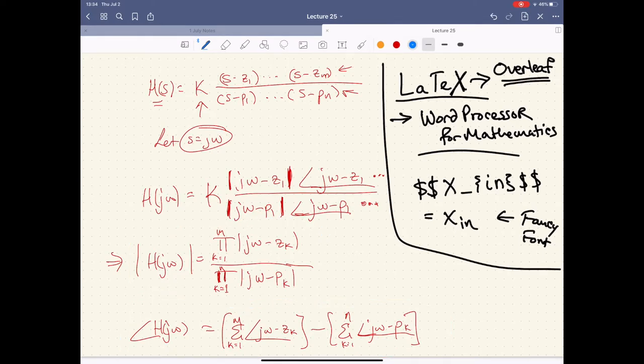Okay, so for these angles, one thing important to note here is that when I'm calculating the angle, let's say I have a zero right here, and the point in question is here. So let's say this is 2j, and let's say the j omega that I'm testing is 1j. Then my angle is pointing from my zero here back down to the point that I'm probing. In this case, the part contributed by this particular zero would be equal to minus 90 degrees. That's going to be important moving forward.